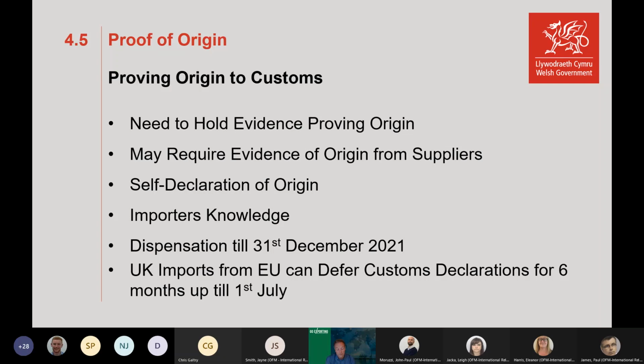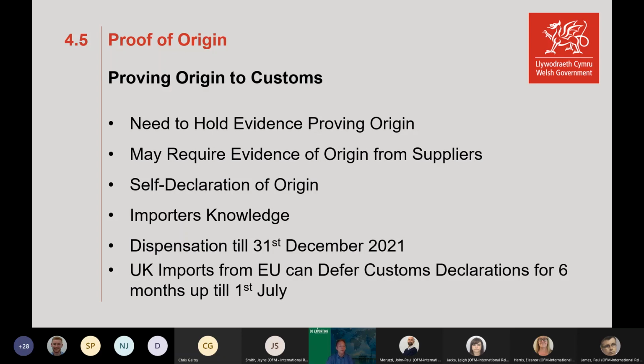The other way that you can show origin to customs is what's called importer's knowledge. So if you're the importer, based on your knowledge, you can claim the preference on the import. You could say, I know that these goods are EU origin, for example, but you may be asked for evidence, and we recommend that you do ask for evidence yourself to make sure that that is the case. You need to be confident and you need to be able to prove it if challenged.